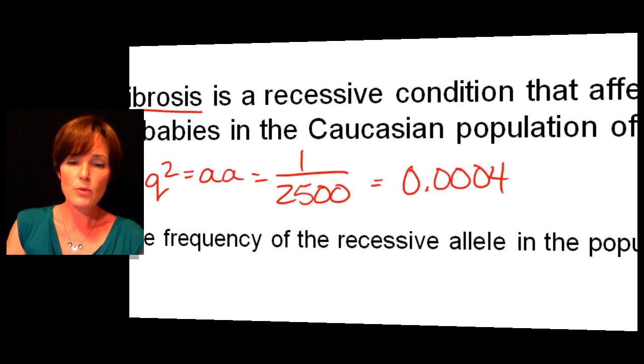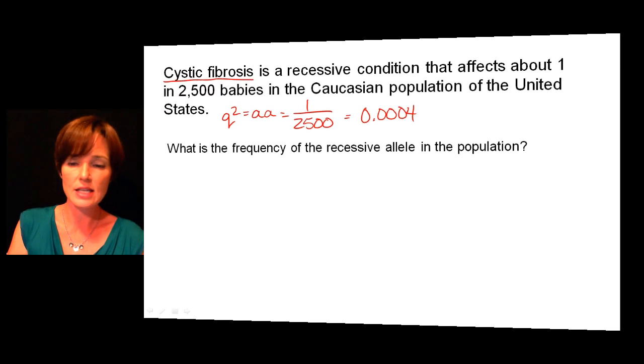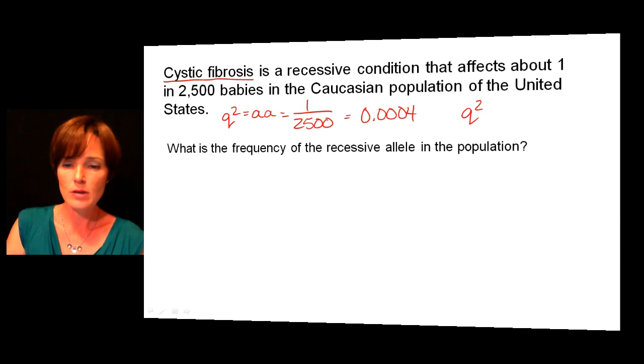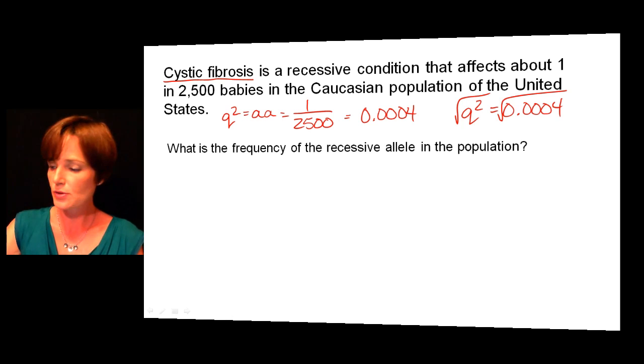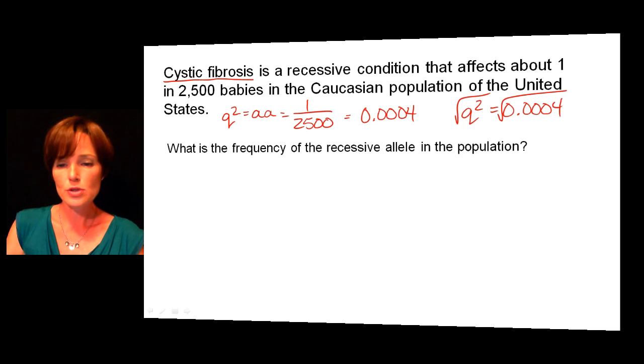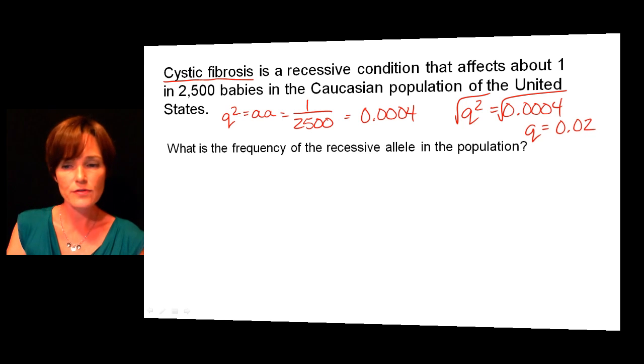If we want to figure out what q is, which is what we're asked in the first question, if that's q squared, then to figure out q, we simply need to take the square root of both sides. So go ahead and do that. And so for q, you're going to get 0.02. Okay, so that's the frequency for q. That's the answer to the first question here.